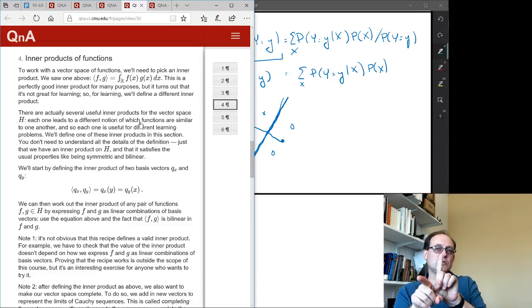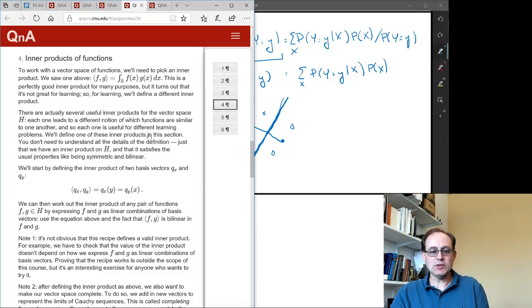So the inner product between two vectors tells us something about their length and their angle, right? And so if we change the inner product, that means that for the same two vectors, it will change what we think of as the length or the angle between those vectors. So it changes what we mean by the geometry of the space.